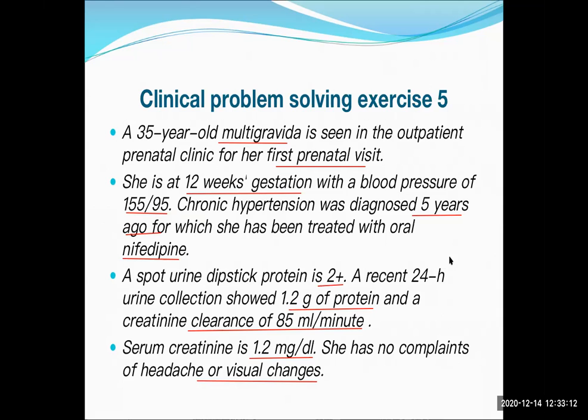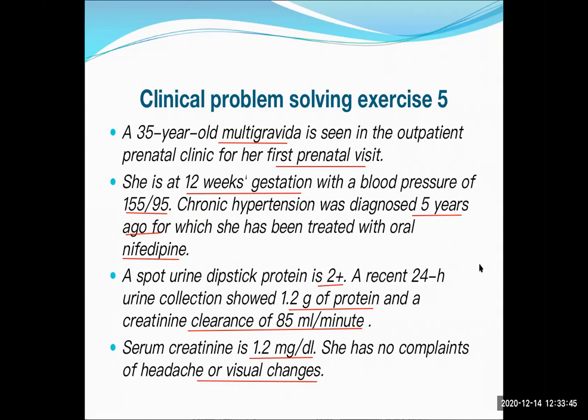Superimposed. So chronic hypertension with superimposed preeclampsia. How do you know this is a superimposed preeclampsia? Which points explain that? Sir, the urine dipstick test, because two positive indicates 1 gram per liter proteinuria. Okay, that is good. One good point you have picked. Very good. Anything else you can see there?